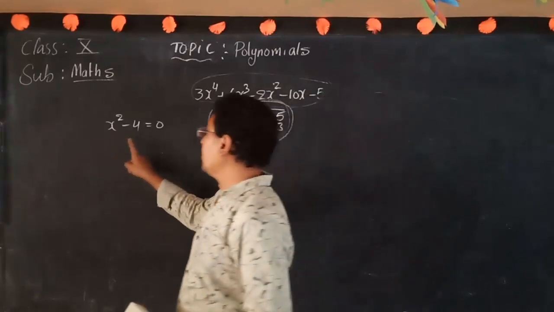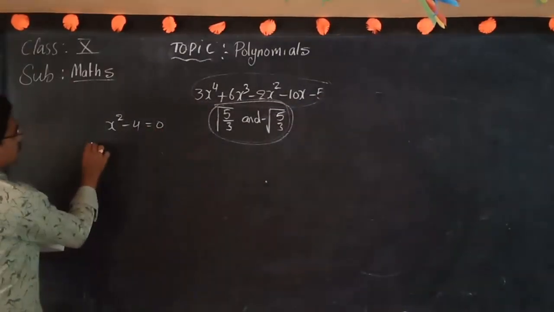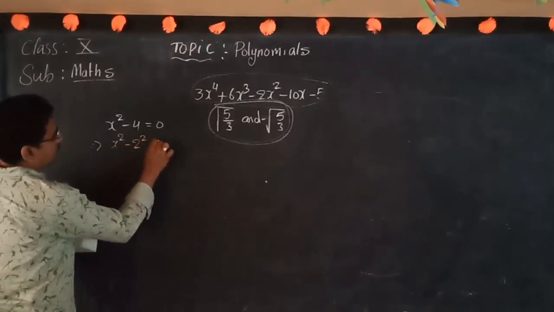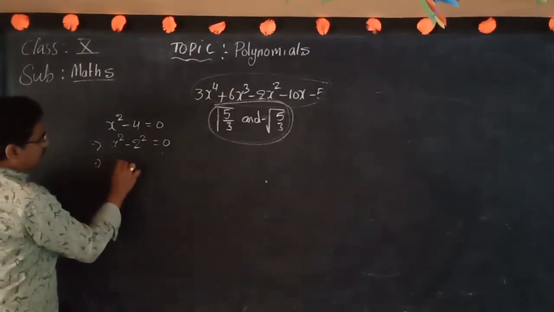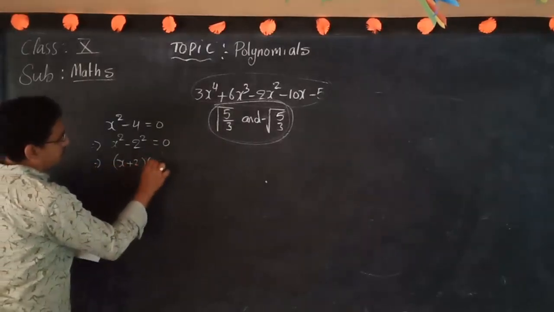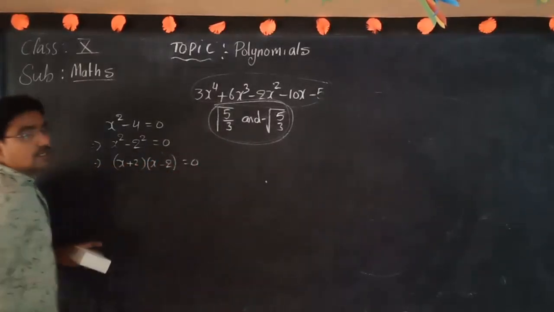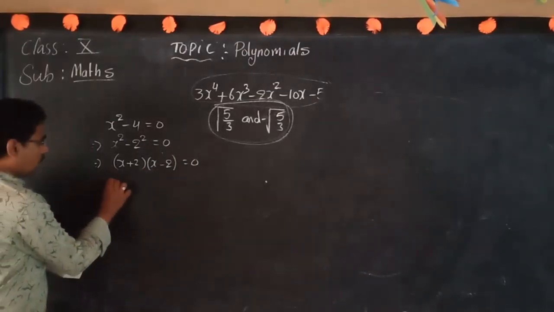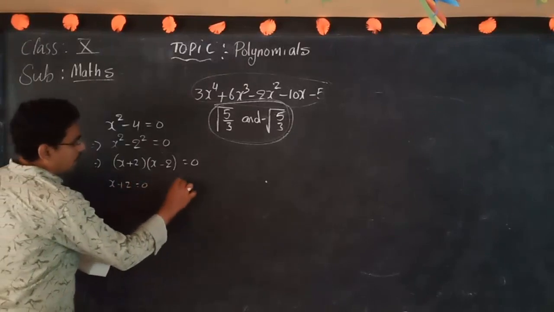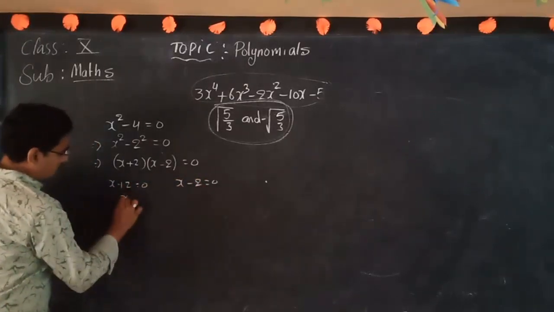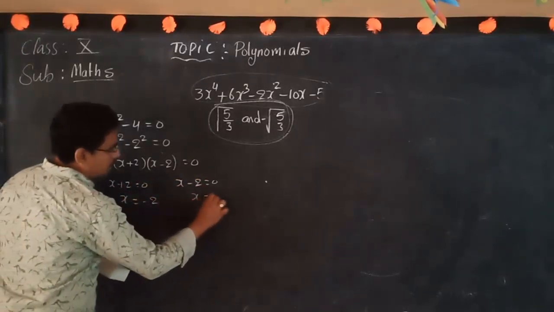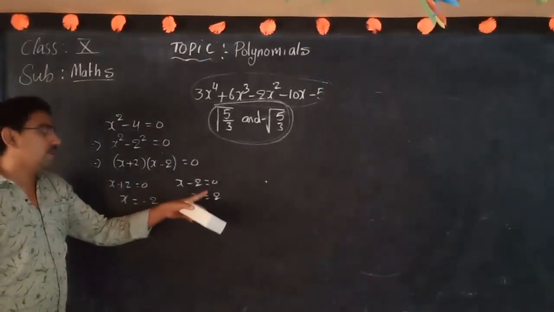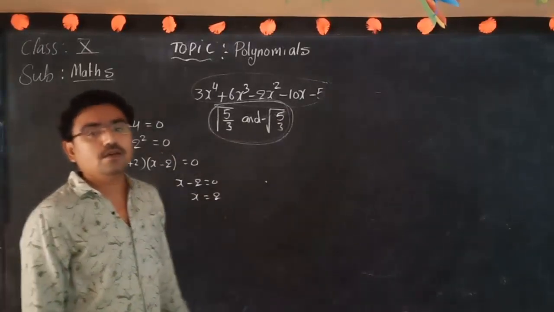So to identify the zeros, x square minus 4 equals 0. This is a square minus b square, so we write x square minus 2 square. So you can write (x plus 2) into (x minus 2) equals 0. Here, how will you get it? x plus 2 equals 0, x minus 2 equals 0, so x equals minus 2, x equals 2. So what are the zeros for this polynomial? Minus 2 as well as 2 are the zeros of the polynomial.